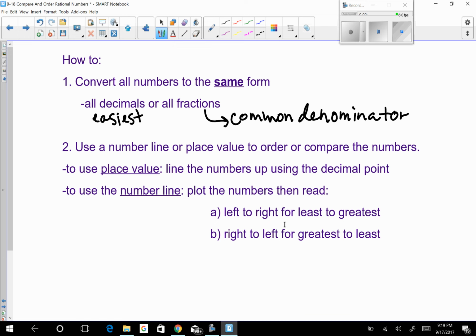I always kind of remember that by thinking left is least. So if you want least to greatest, you start on the left. If you want greatest to least, you got to start on the opposite side, which is the right. So wherever the L is in the ordering you're looking for, so least to greatest, the L comes first. You're going to start on the left. Greatest to least, the L comes second, so that means you need to go from right to the left. Okay, those are the basic steps.